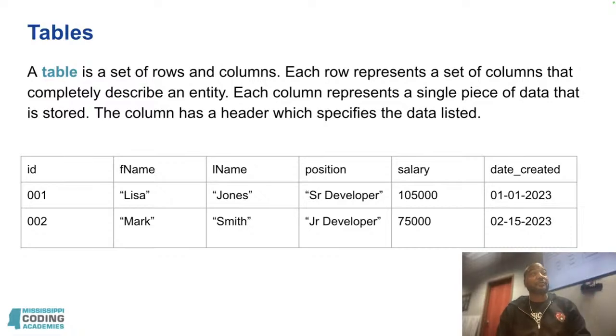So here we have some dummy data. You see that each column has a header: ID, first name, last name, position, salary, and date created. And then each row has its own entity. So this row with the ID of 001 is completely separate from the data that is below it. We said that is a completely different entity.